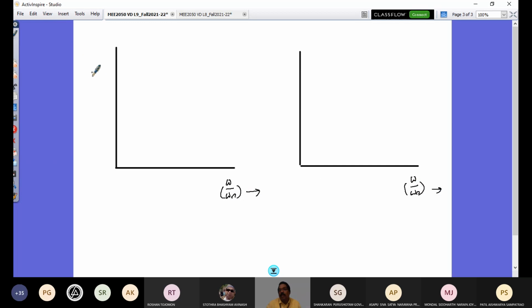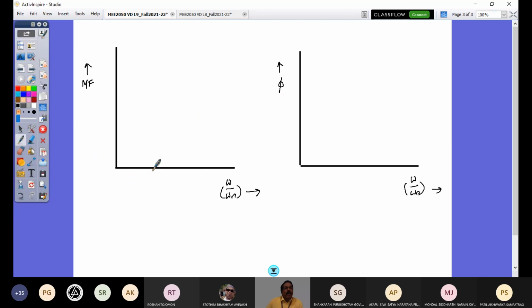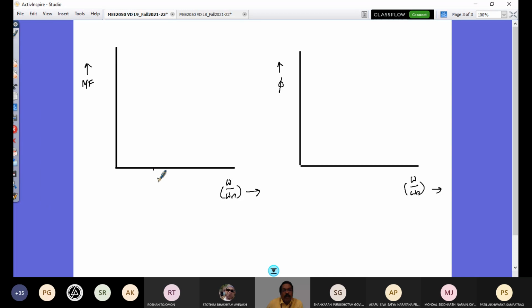I'm going to have my magnification factor on this one, and on this one I'm going to have the phase angle, right? So let's look at some important markings on this. This is 1, this is 0, and this is 2, 3, and so on.